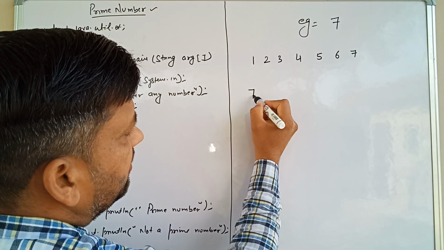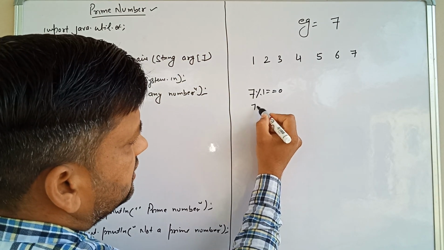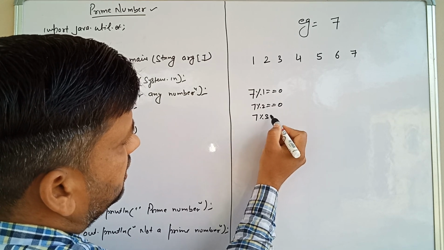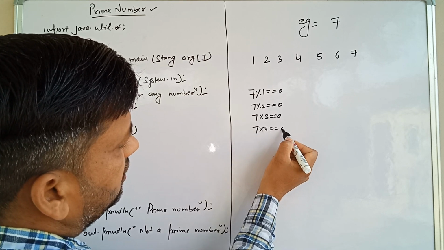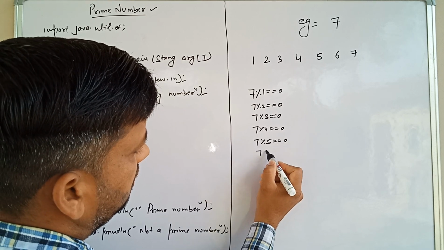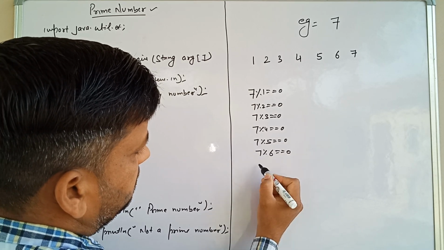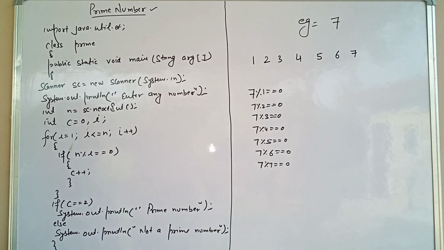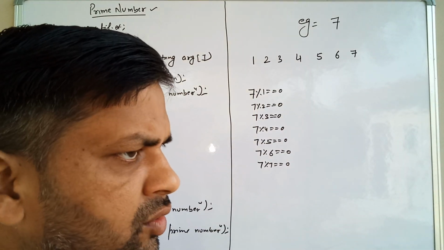First I will divide it by 1: 7 mod 1 equal to 0. Then 7 mod 2, 7 mod 3, 7 mod 4, 7 mod 5, 7 mod 6, and 7 mod 7 equal to 0. So you can see that for this I need a loop.